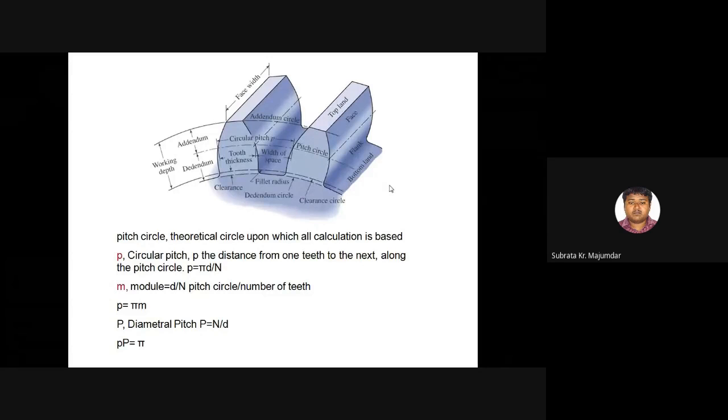Okay. Now it is becoming the clearance. According to the diagram, look at here. These ones are considered as the clearance. What is clearance? It is the radial distance from the top of the tooth to the bottom of the tooth. And in a meshing gear, a circle passing through the top of the meshing gear is known as the clearance circle. Okay.